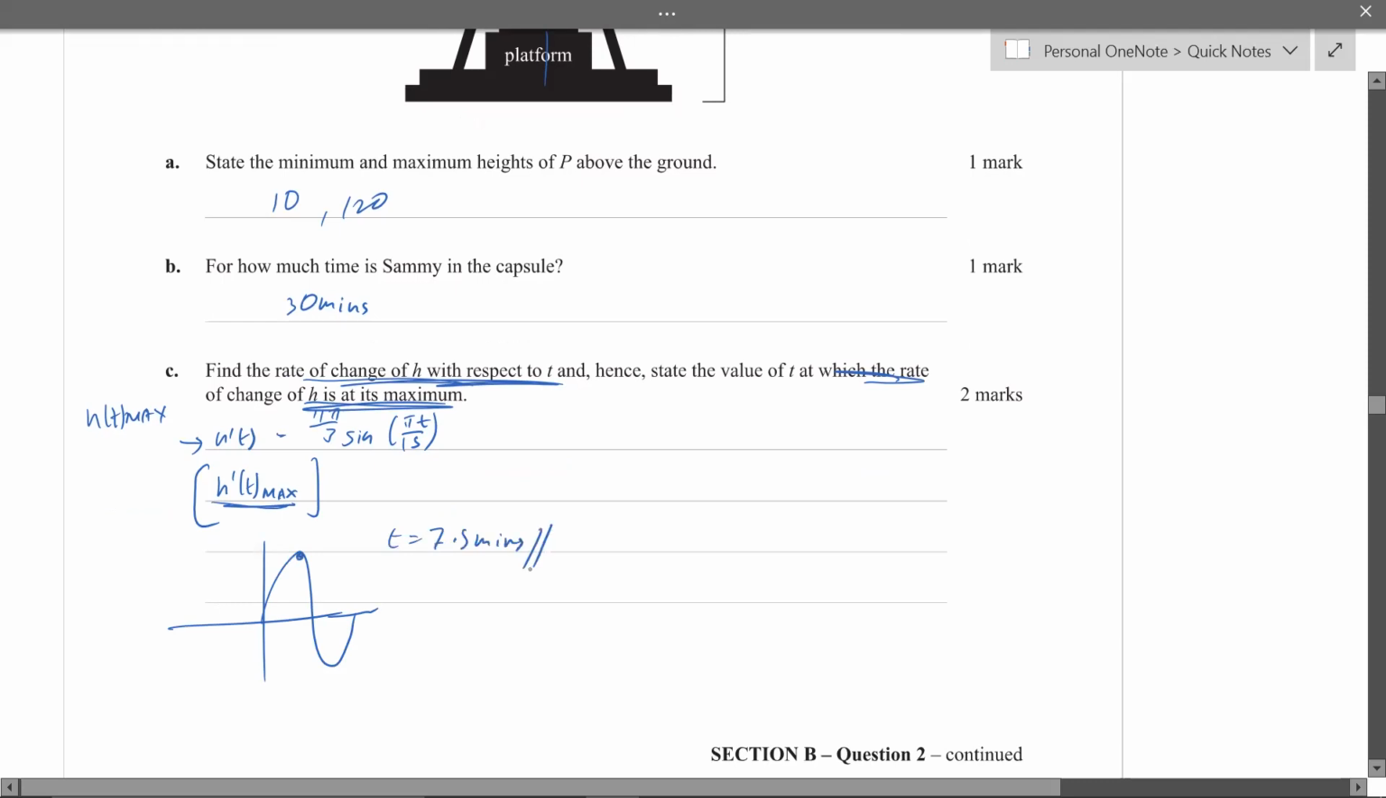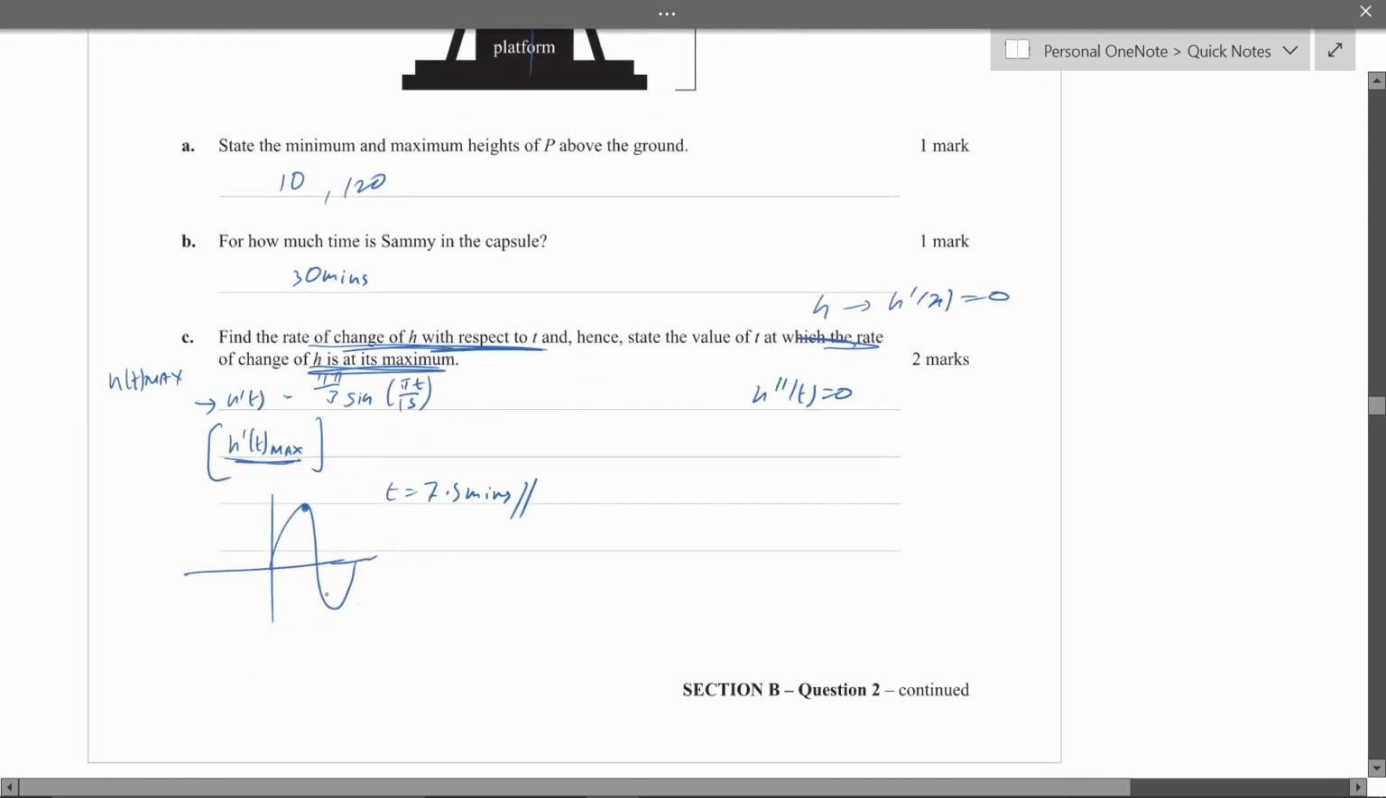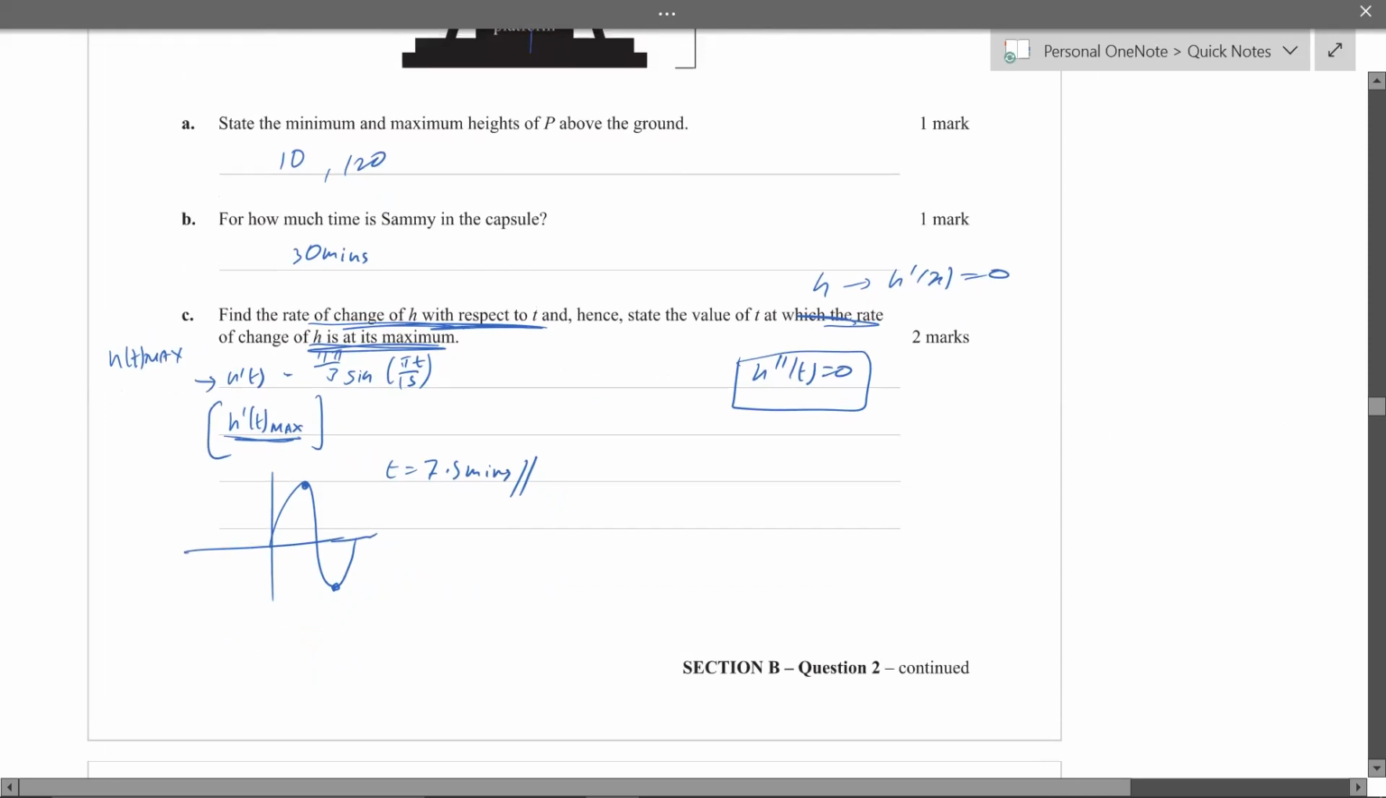So if it's asking when the rate of change is at a max, then graph the rate of change. But if it's asking when h is at a max, then you can differentiate it and equate it to zero. But I really don't recommend doing h double dash t equals zero, because sometimes you get weird answers and they're wrong. Also, it'll give you the stationary points, so this answer would be wrong as well. You can if you want to, but it just gets complicated.